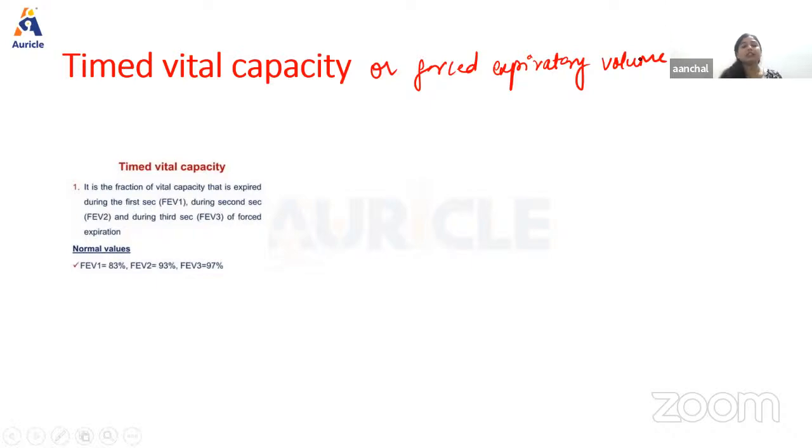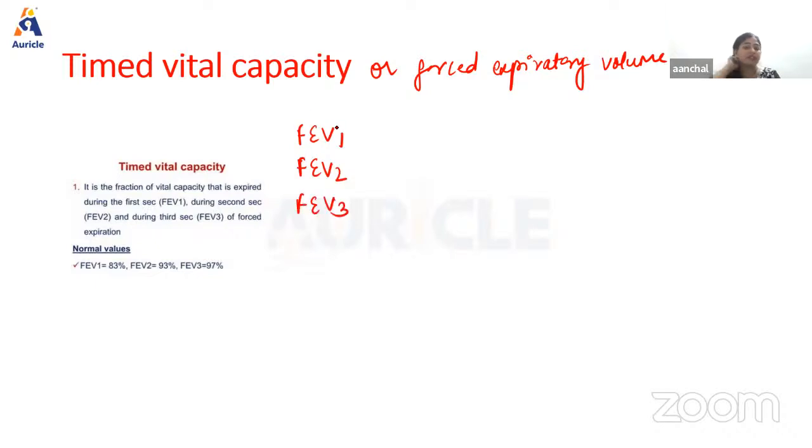So what is this timed vital capacity? This is the volume of air which can be expired forcefully in a given unit of time after a deep inspiration. This is also known as timed vital capacity or forced expiratory vital capacity. It is basically a dynamic lung volume, and here we have three types, that is FEV1, then FEV2, then FEV3.